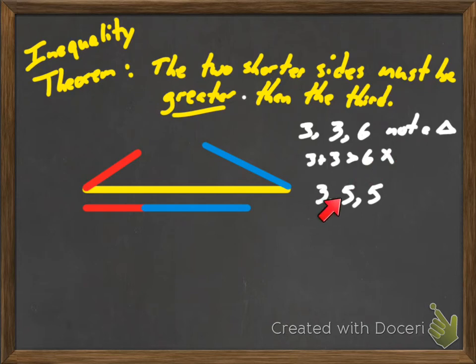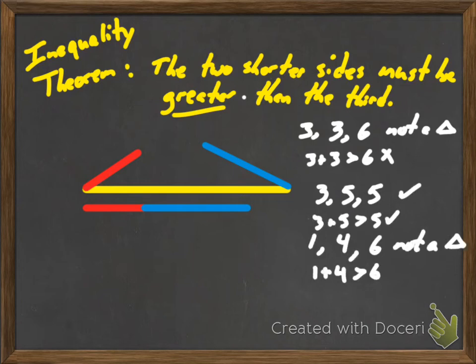What about 3, 5, and 5? Well, 3 plus 5 is 8. That is greater than 5, so that isosceles triangle would work.